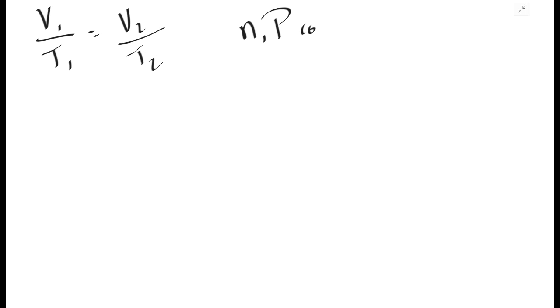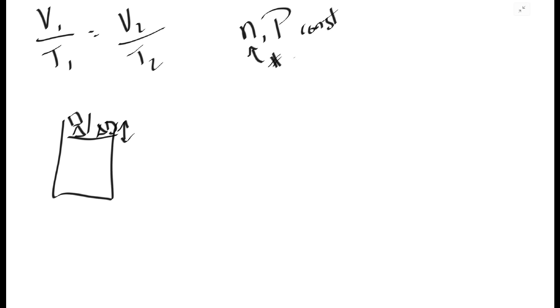Okay, so now let's look at Charles's law. V1 over T1 equals V2 over T2. Moles and pressure are constant, but volume is not. So we're looking at a cylinder with weights on it to maintain constant pressure. But the volume of your system can change. That piston can move up and down. So because moles is constant, you can think of that as being number of collisions is constant.